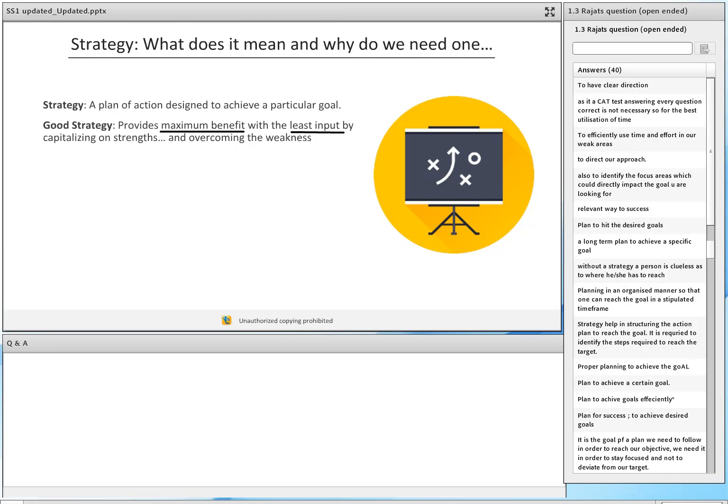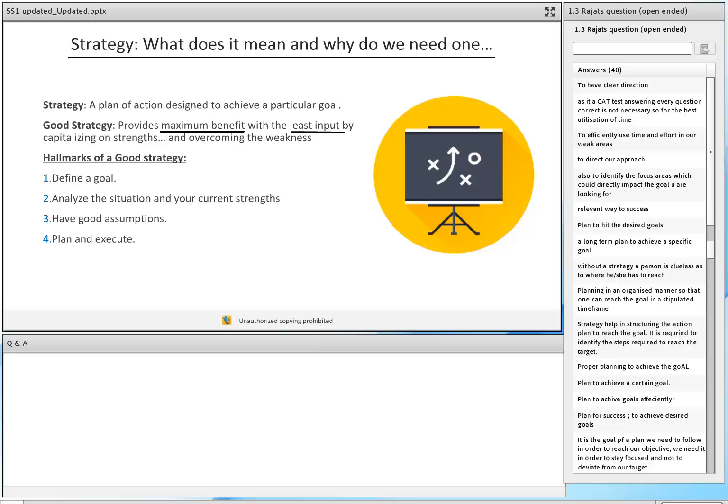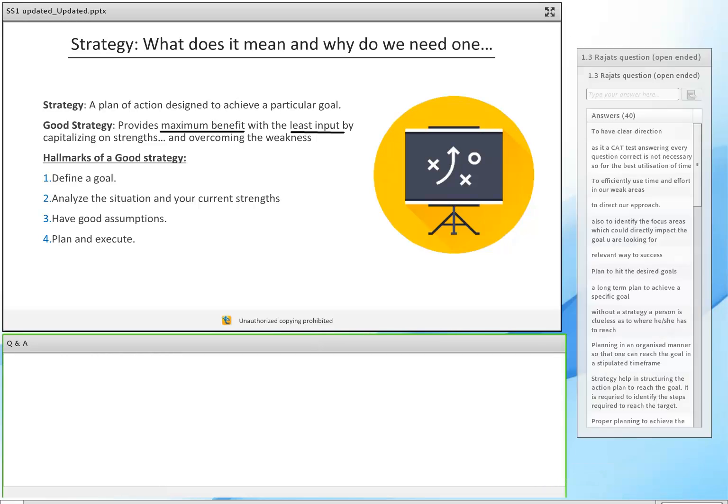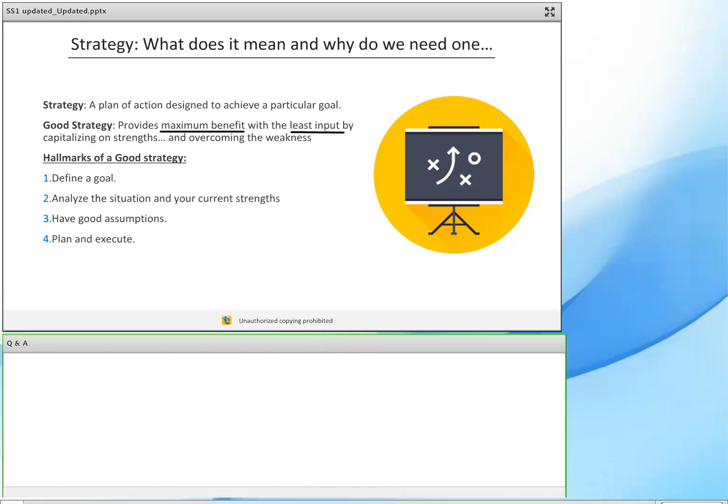And typically the principle for people who create the strategy is to first make sure that you achieve all the headroom that you have in the areas of your strength, and then you spend enough time and energy to overcome your weakness. Now, there are certain hallmarks of a good strategy. First of all, it's goal driven. We've talked about that. The second thing is a good strategy starts with an analysis of what your situation is as well as your current strengths.